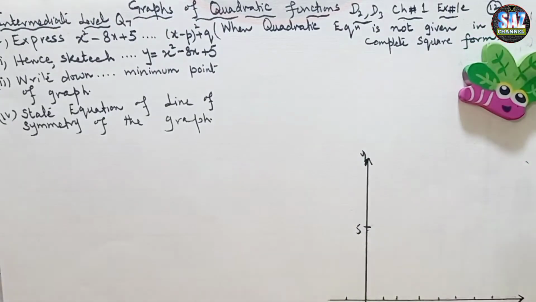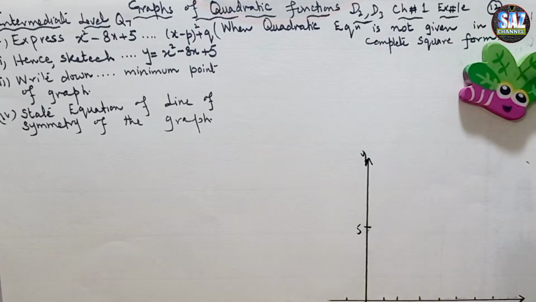This is my 12th lesson of D3 chapter number 1 exercise 1E, that is about graphs of quadratic functions. In this lesson I'll be discussing question number 7, intermediate level. Let me read the question from the book.